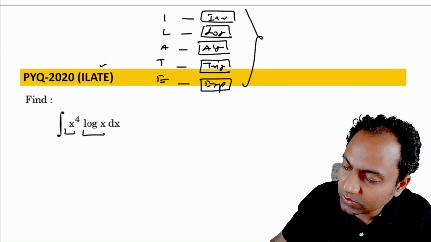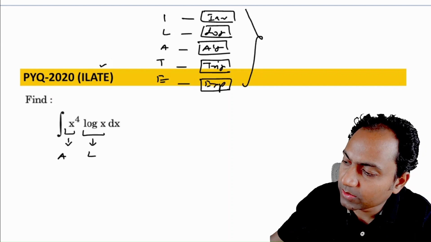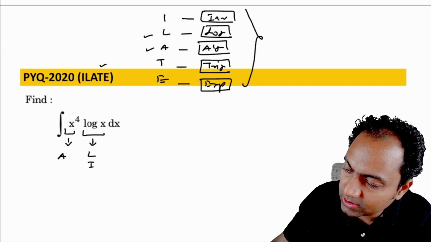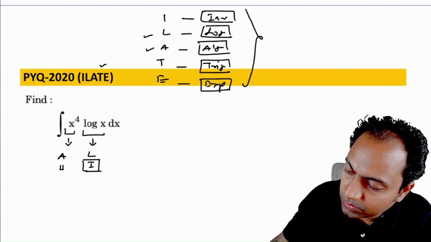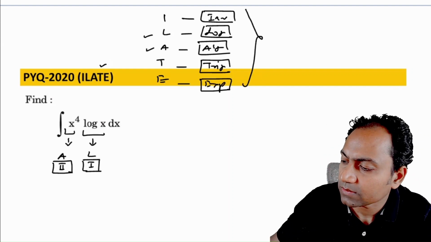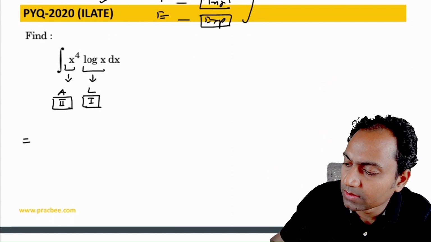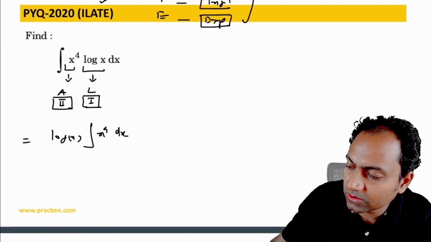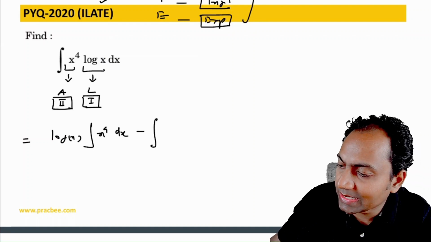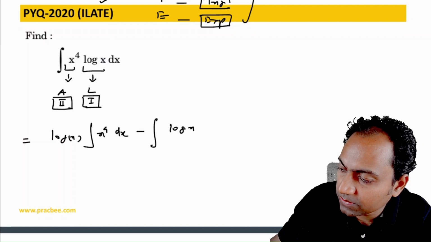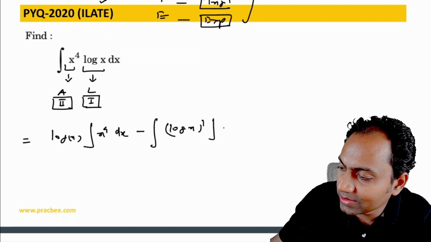For example, here this function is algebraic and here it is logarithmic. You can see that the logarithmic function is above the algebraic function in ILATE. So what we will do is choose this as the first function and this as the second function. This is how we choose the first and second function using the ILATE rule. Once you have done that, we will write this as first function into integration of second function, minus integration of differentiation of first function into integration of second function.